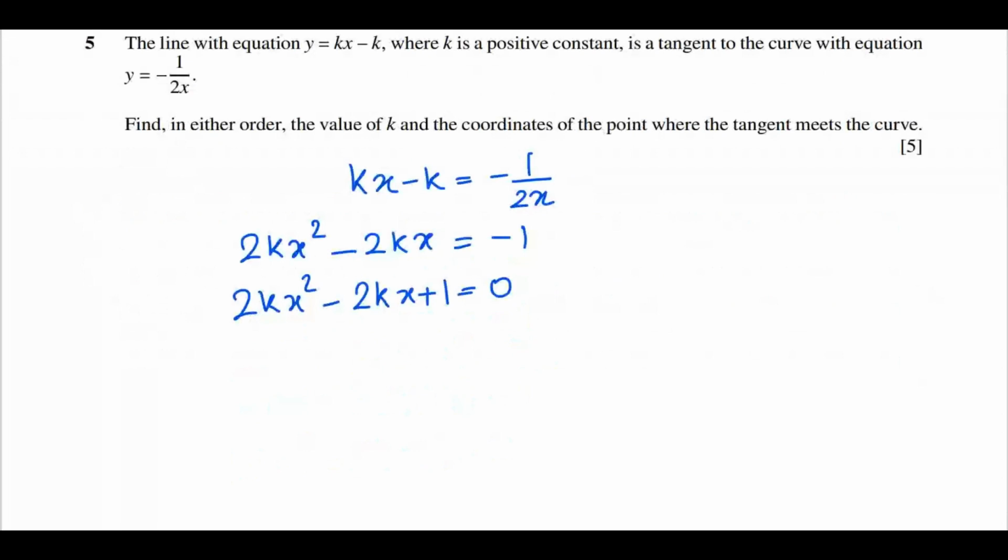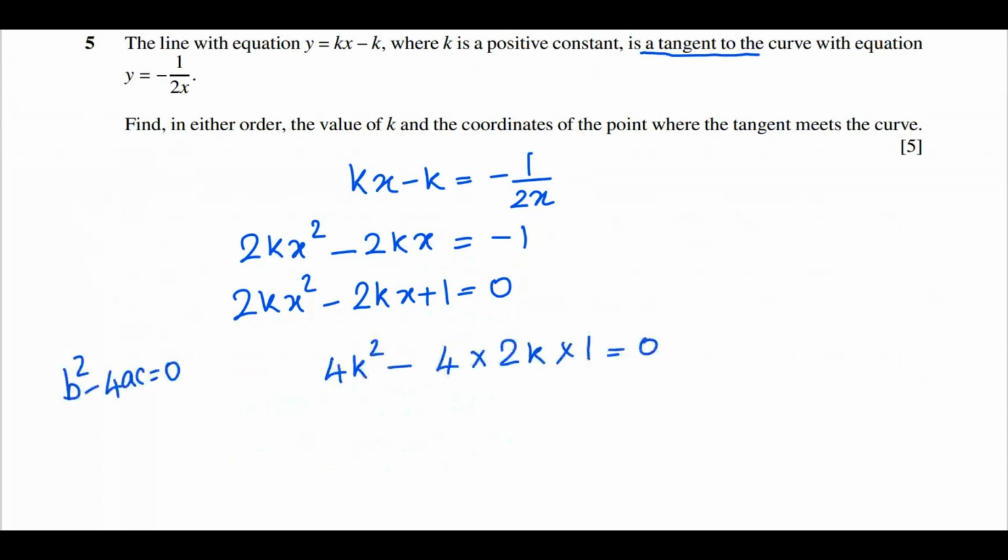So it's given this line is a tangent to the curve. That means b square minus 4ac is equal to 0 in this case. Tangent means it touches at only one point. So b square minus 4ac is equal to 0. So 4k square minus 4 multiplied by a is 2k and c is 1. This is equal to 0.